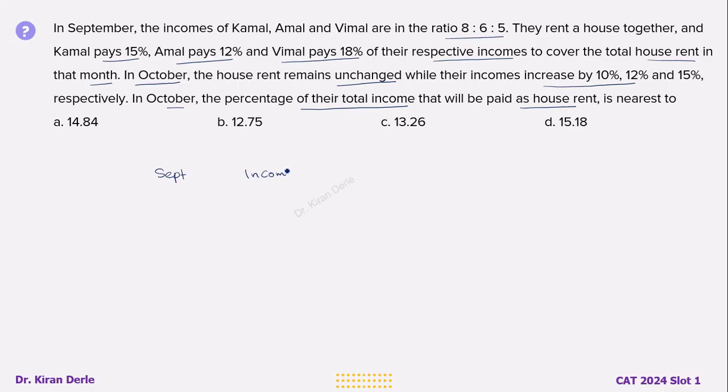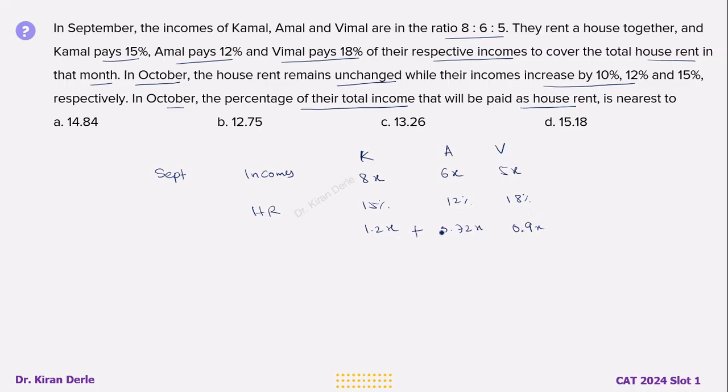Incomes of K, A and V are, let's say, 8x, 6x and 5x. They're paying house rent of 15%, 12% and 18%. So 15 into 8 is 1.2x, 12 into 6 is 72, so 0.72x Amal paid the rent, and 18 into 5 is 90, so 0.9x paid by V.